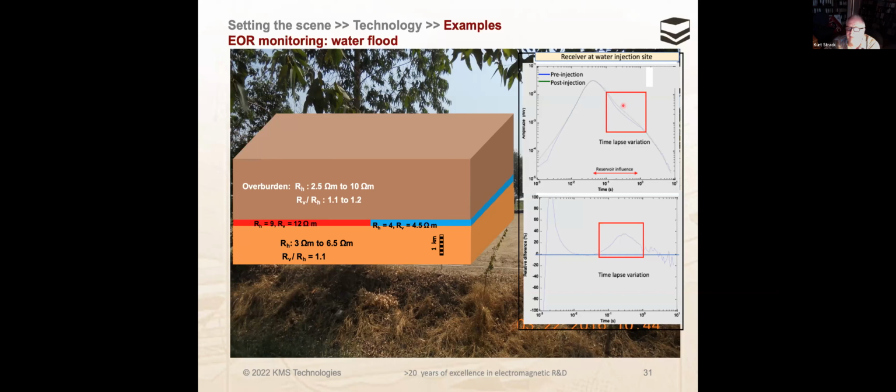And this is a time variation in the signal, pre-injection and post-injection, right where we predicted the reservoir influence was. And this is the anomaly, 30%, right above the water injection.